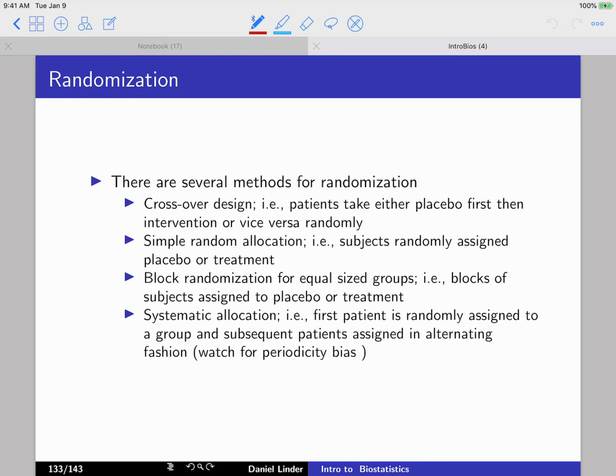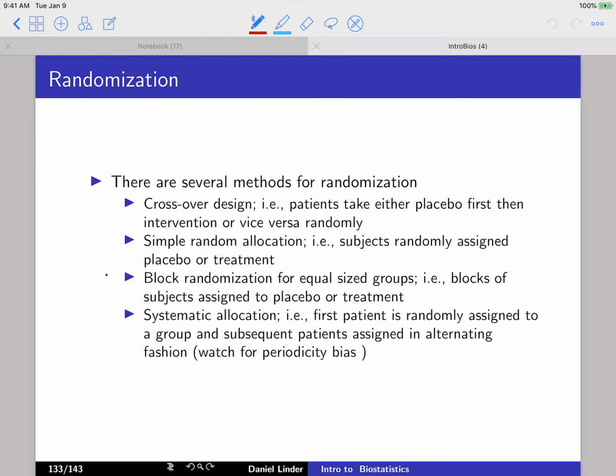Okay, so there are several methods for randomization. It's not too terribly important to know all the mechanics of these, but I'll just talk about a couple of them. So you can have these crossover designs. So for instance, some patients get the placebo first and then they get an intervention, or vice versa. Okay, so there's some type of sequence, and the sequence is actually randomly assigned to individuals. You can have this simple random allocation, so subjects are just randomly assigned to placebo or treatment. And the only problem with this simple random allocation is you're really not guaranteed that you're going to have an equal number of subjects in the placebo or the treatment groups.